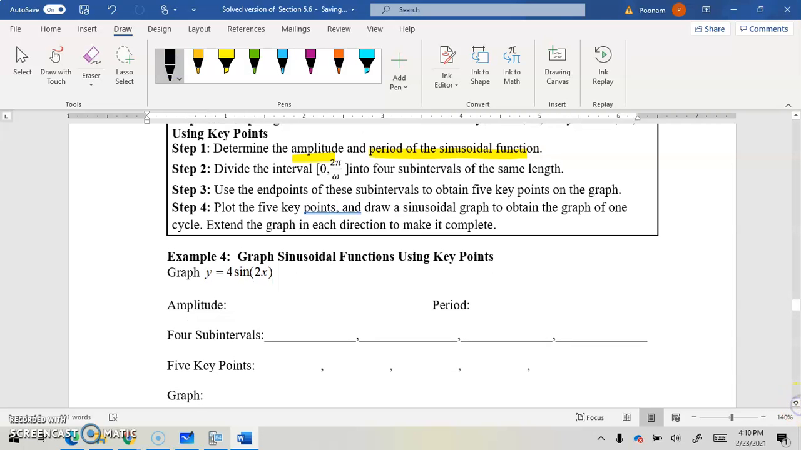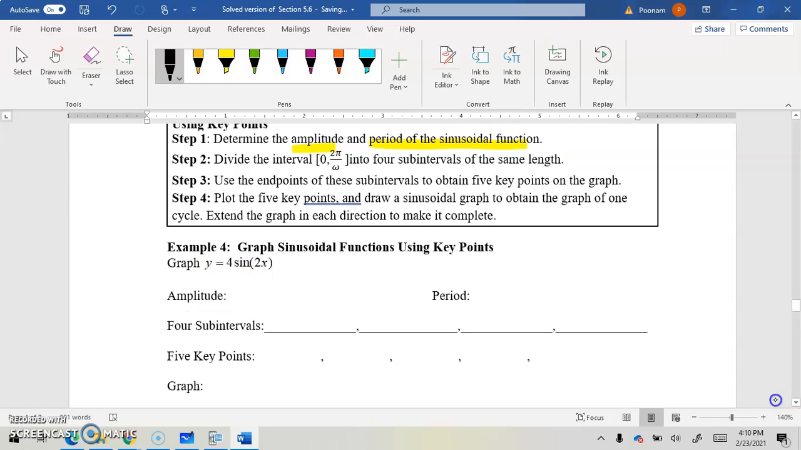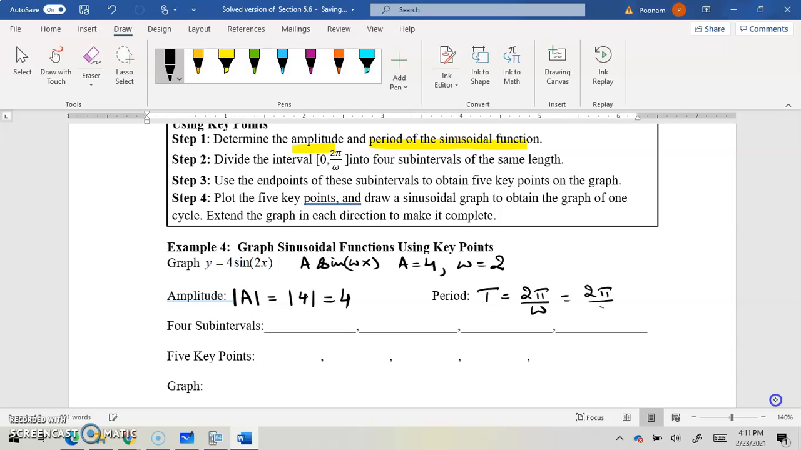The first step is to determine the amplitude. What is amplitude? Compare this with A times sine omega x. Omega is positive, so we can work. Comparing, A is 4, omega is 2. So the amplitude is absolute value of A, which means absolute value of 4, which will be 4. What is period? The period is given by T is equal to 2 pi by omega. With omega being 2, the period is pi.